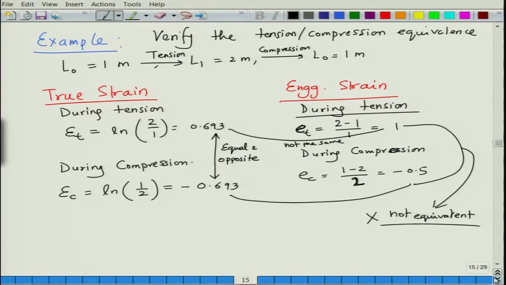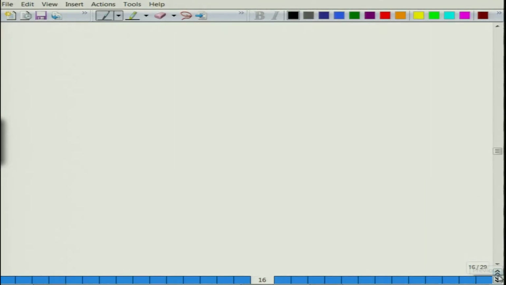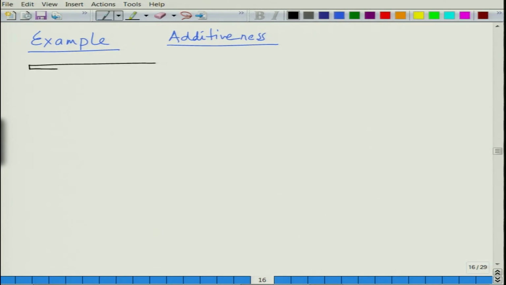Second example, let us take that of additiveness. Okay. So, let us say we have a piece of wire. This wire has an initial length of 1 meter, we stretch it to L1 is equal to 1.5 meters.